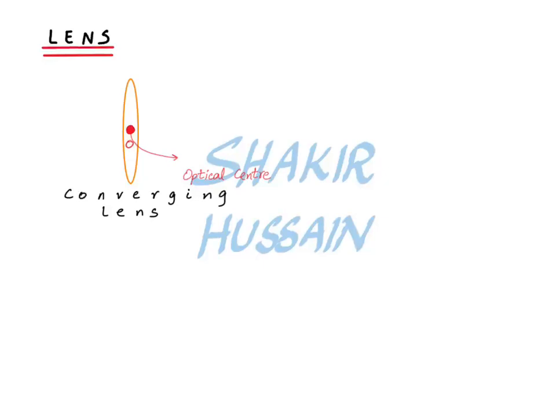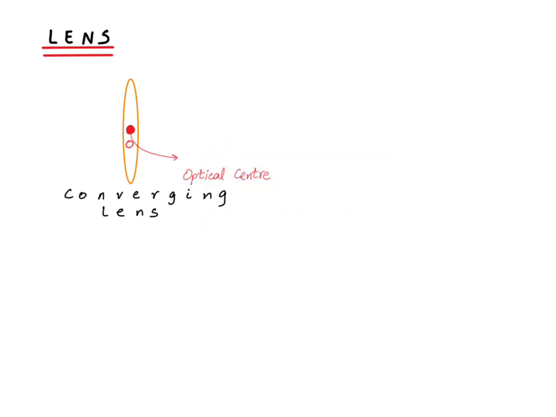So this is the shape of a converging lens. You can see at the center of the lens is a point which we call optical center. What do we call this? Optical center. So optical center is basically the exact center of the lens.